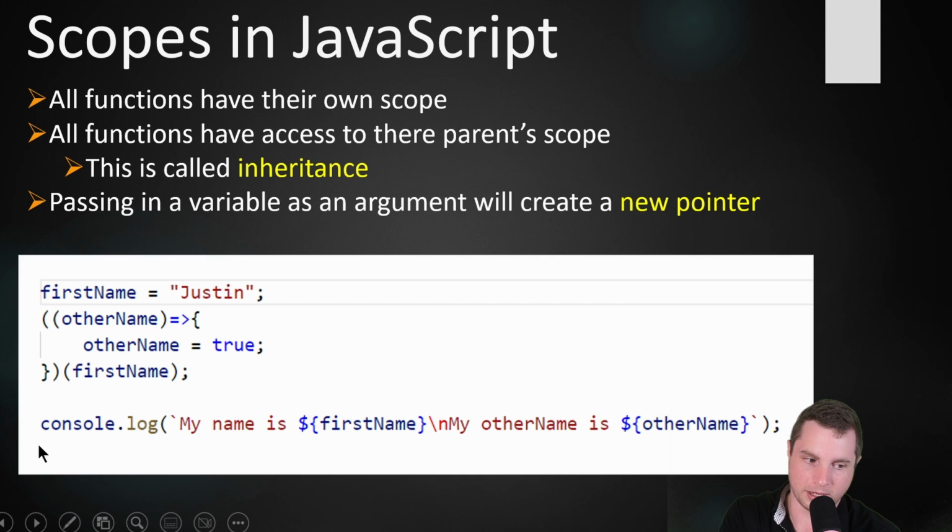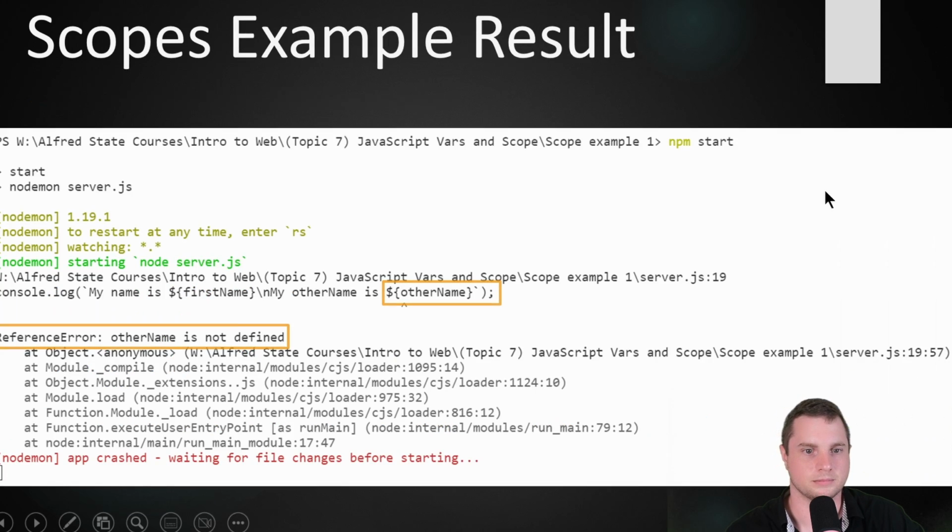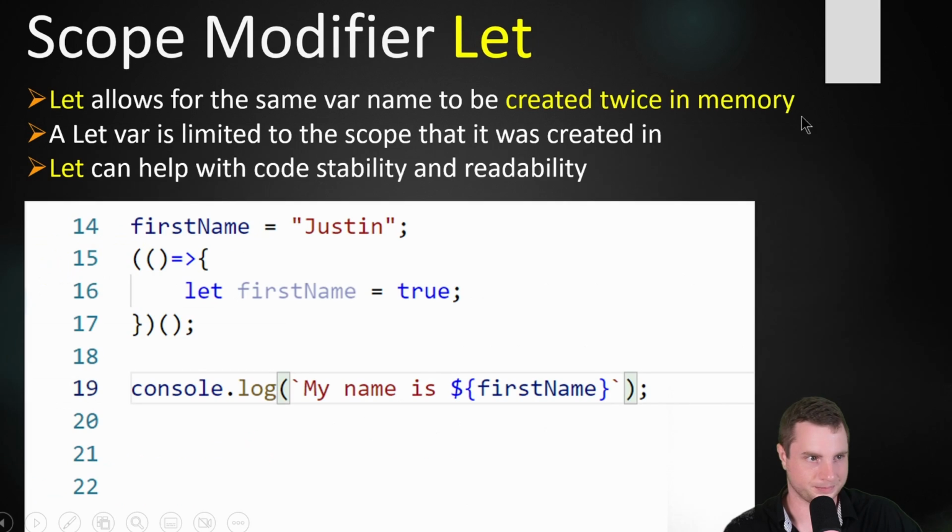So down here, we have a very similar console log, except we have first name, and then we have other name. So what do you think the value of other name is going to be? Give you a second to think about that. Well, the value of other name is undefined because it was not defined within that scope. Okay, so hopefully that made sense. And the more that you program, the easier that this concept gets.